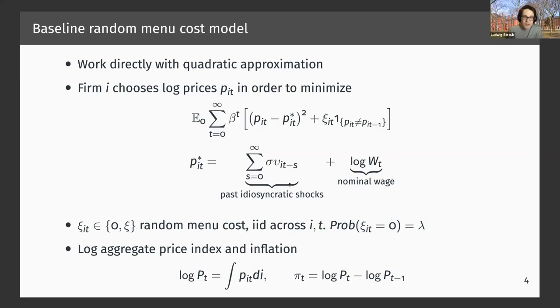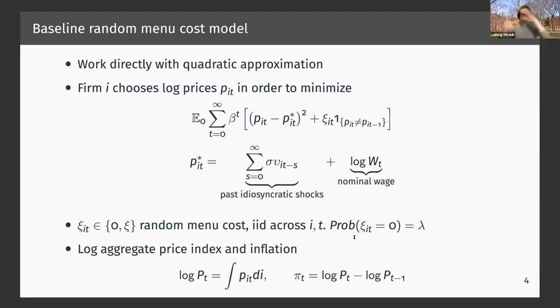So what's that optimal price that you'd like to charge? This depends on the history of past idiosyncratic shocks. So this first term is really just a random walk here, and it also depends on what the nominal wages or the nominal cost in general is in that given period. Okay, what's that menu cost? That menu cost we assume to be random. It's either 0, in which case there would be a free adjustment that the firm can make, or it's some positive number, xi, which is a normal menu cost. And the probability of a free adjustment, we're going to set to lambda.